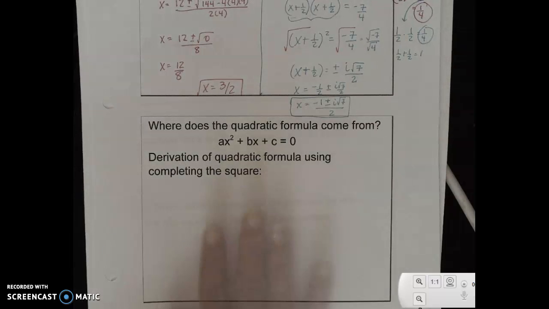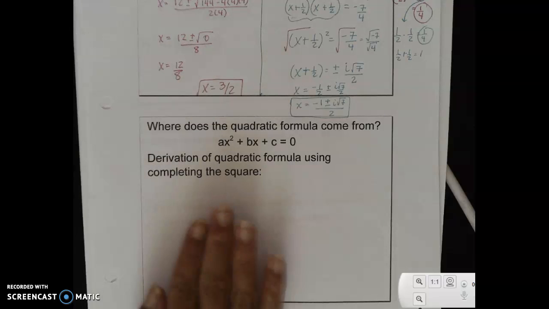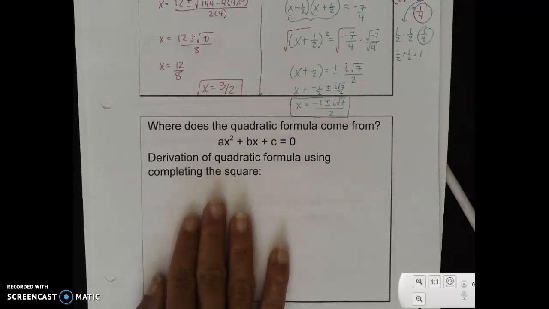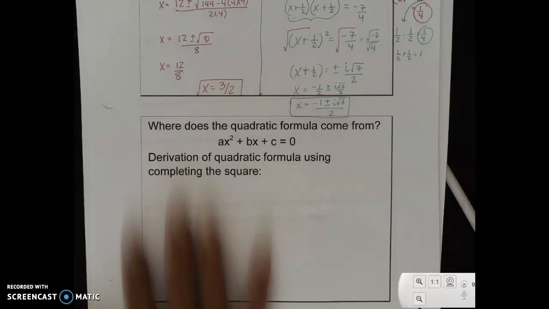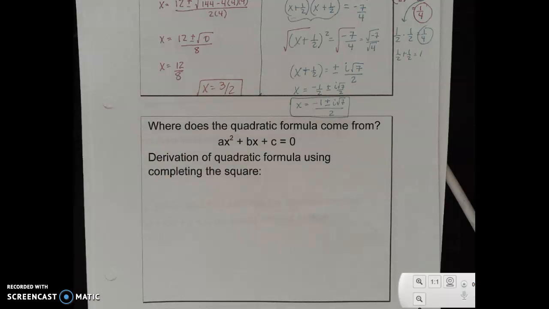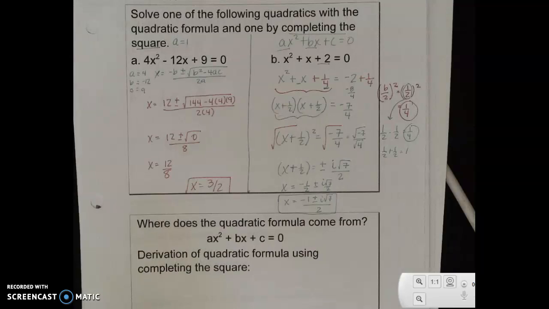Now, if you want to schedule a time to work through how you would derive the quadratic formula using completing the square, then we can set up a time to meet to do that, and that'll count as some extra credit. So if you're interested in that, just email me or text me and let me know.